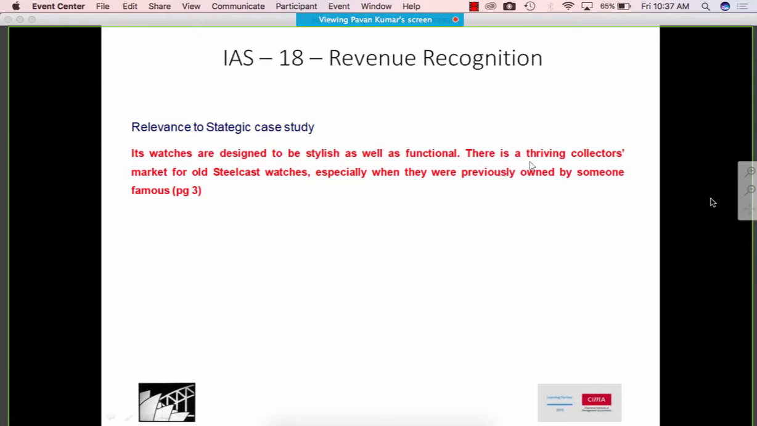Now, why is it relevant? There is a thriving collector's market for old Steelcast watches. Does it drive the demand? Of course, from the case study, it says that there is a demand. Can that demand determine the price of your watch? So that is something you have to think about when you are trying to use revenue recognition for the specific case study.